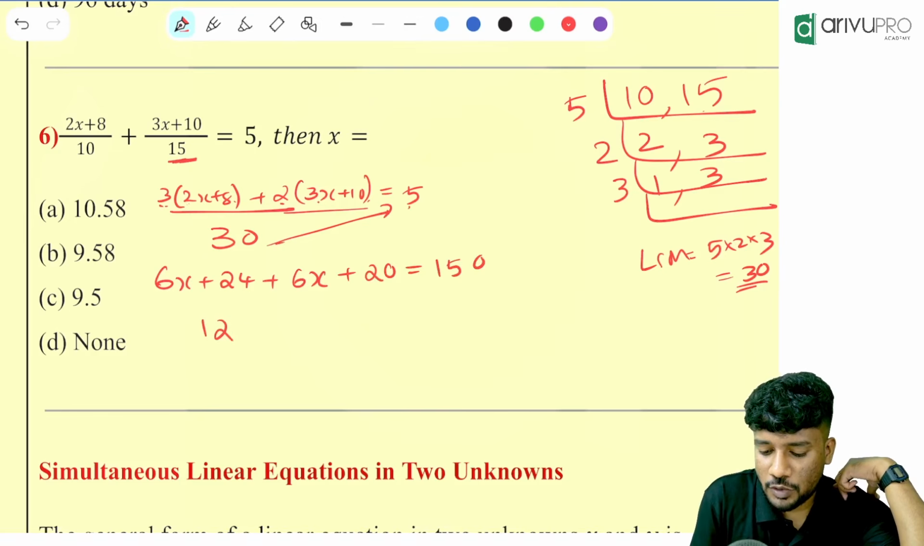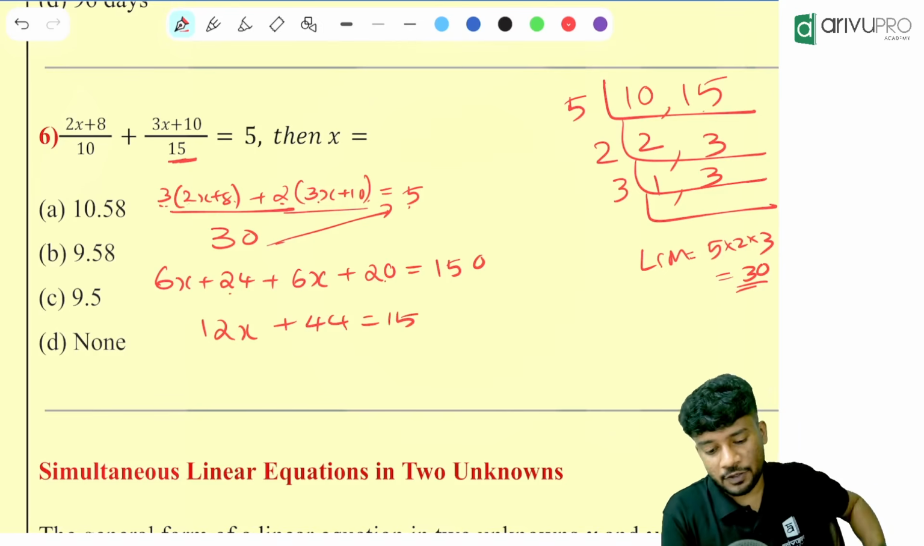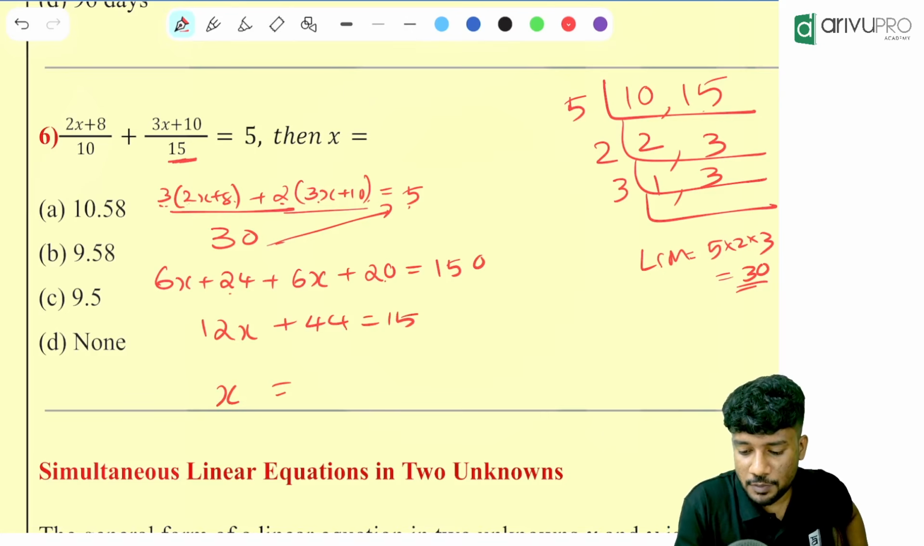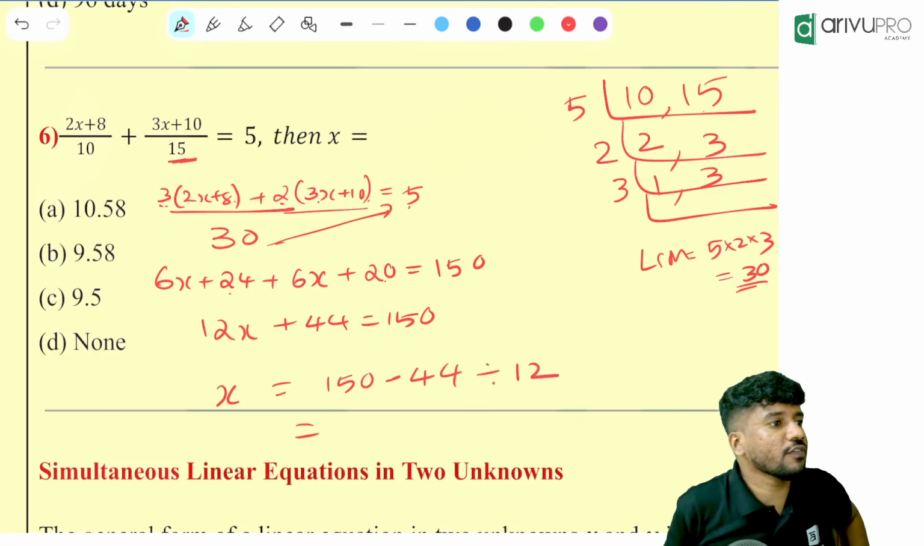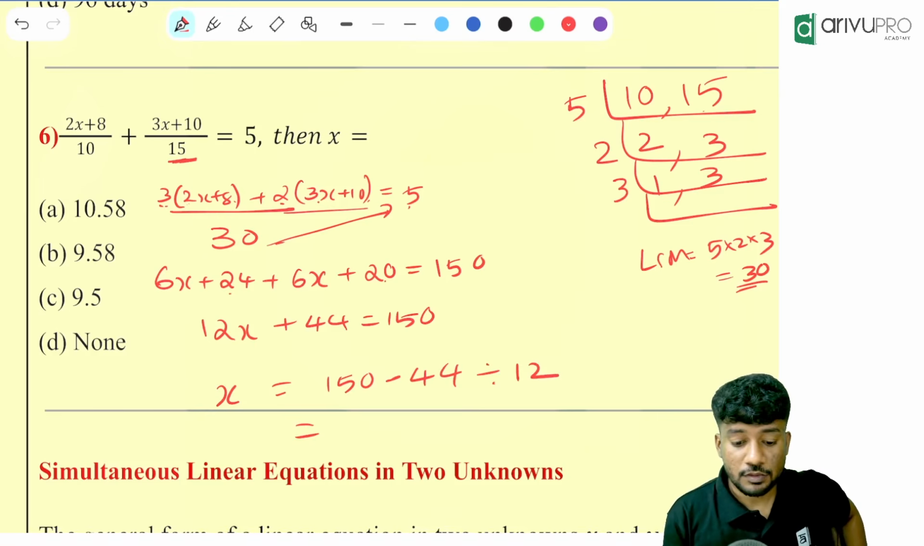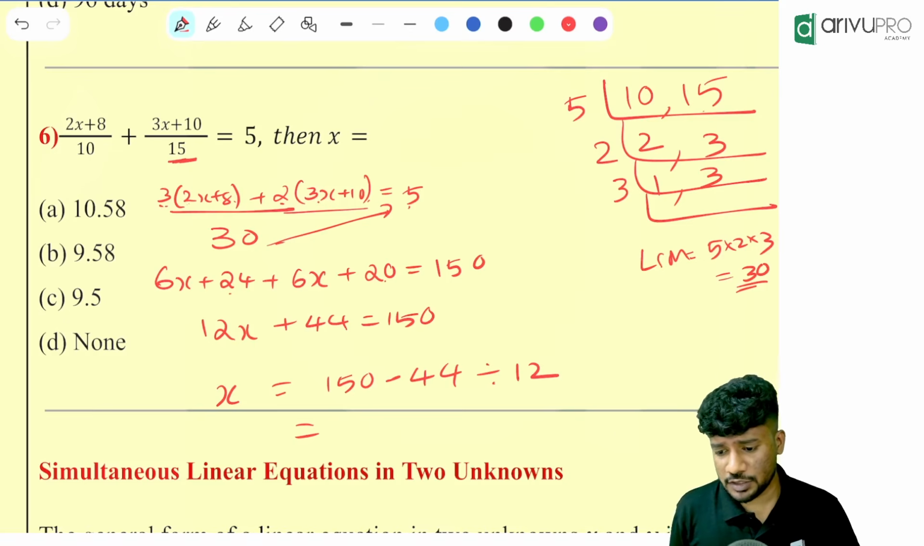150. So 12x plus 44 is equal to 150. Get me the value of x. Everyone, x is how much? x is nothing but 150 minus 44 divided by 12. How much is the value of x? How much is it? 8.33. Check again. Yes. LCM is how much? 30 itself. Check again.